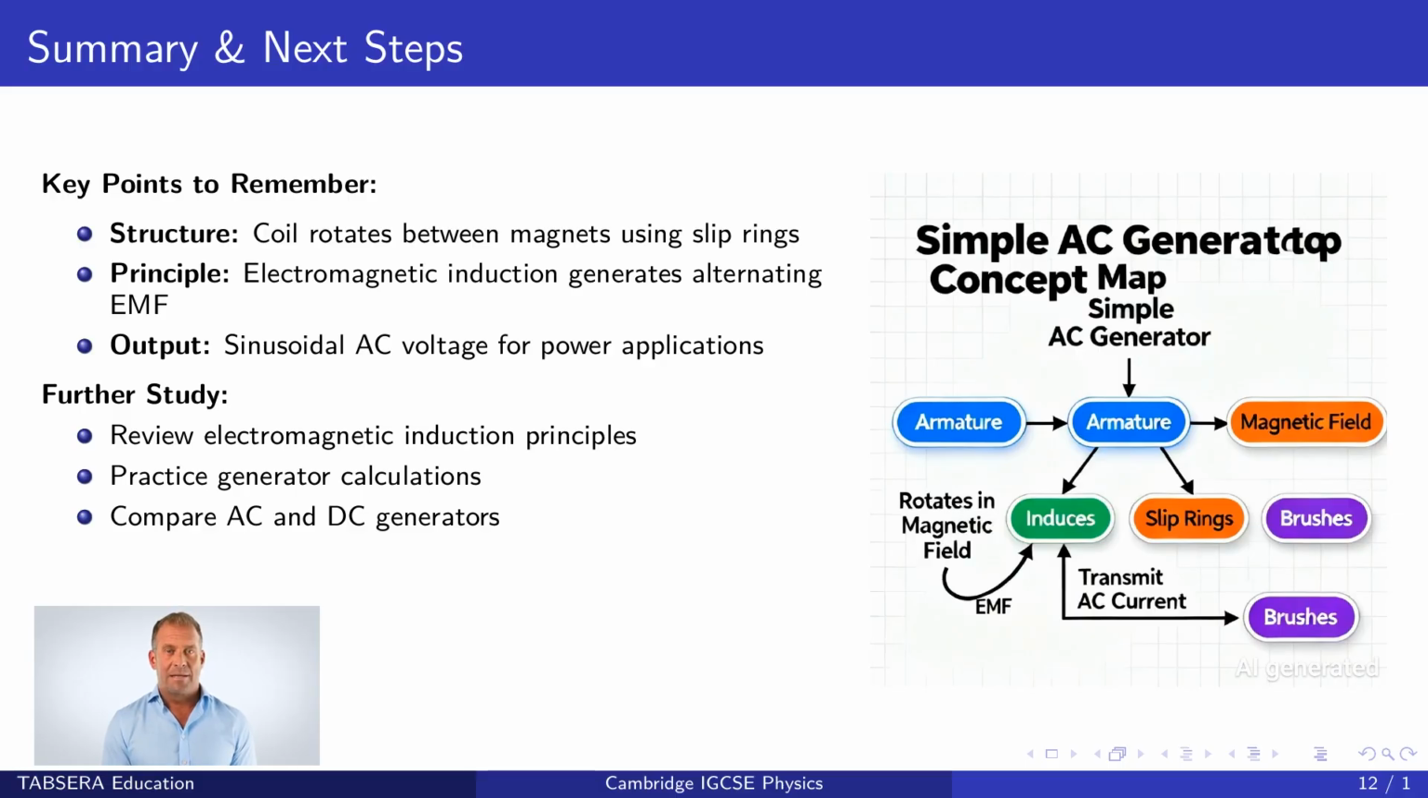Let's summarize today's lesson. The key points to remember are, first, structure. An AC generator consists of a coil that rotates between magnets, using slip rings to maintain electrical contact with the external circuit. Second, principle. Electromagnetic induction generates alternating EMF as the rotating coil cuts through magnetic field lines at varying rates. Third, output. The result is sinusoidal AC voltage suitable for power generation and transmission applications.